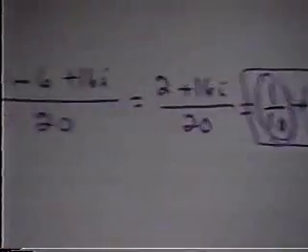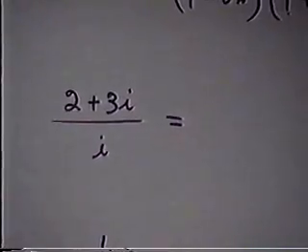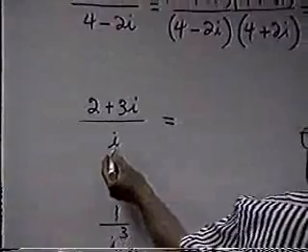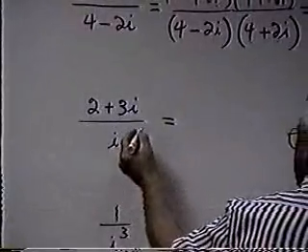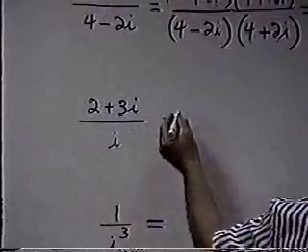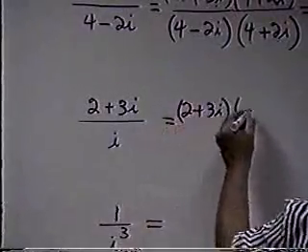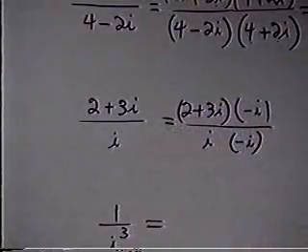All right, let's go back now and look at the next example I have there. Very simple idea is what we do. If we have an i in the denominator of a division problem, we multiply the top and bottom by the conjugate. So this would be 2 plus 3i times a minus i times a minus i.